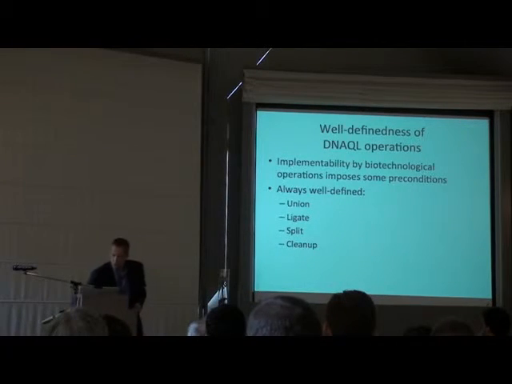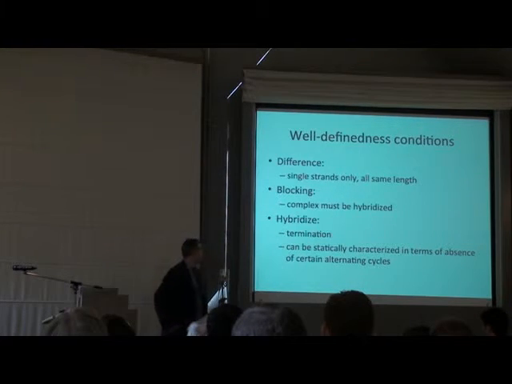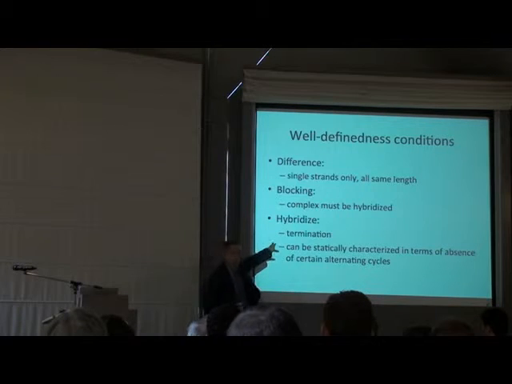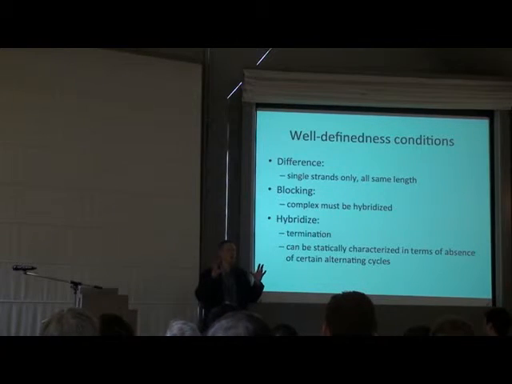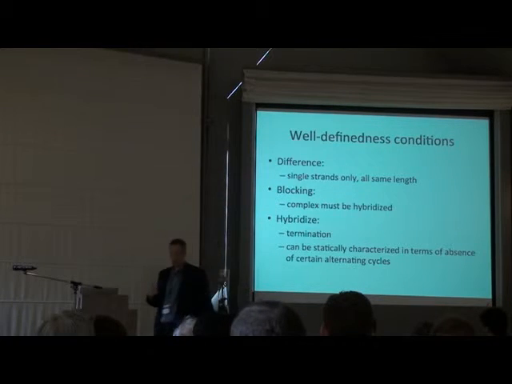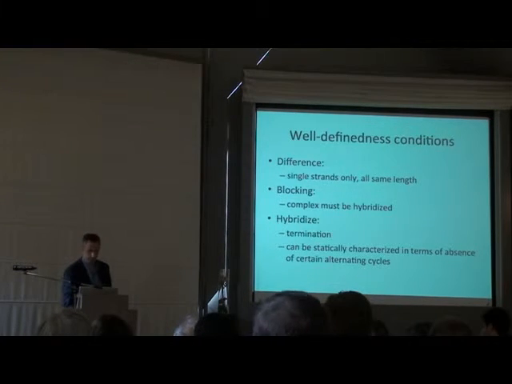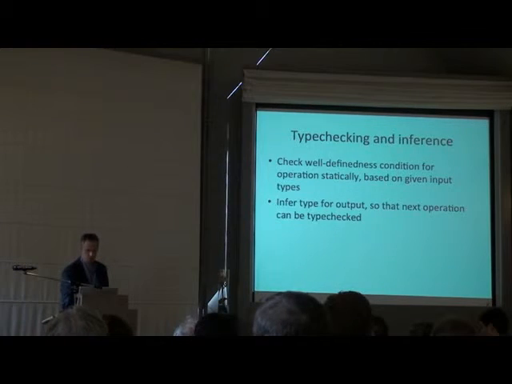But other operations have some preconditions. Think about hybridization, for example. Remember that we wanted to avoid this chain reaction. So we should be able to determine just on the type of the complex where we're going to apply hybridization, just on the basis of this type, whether it will run off in a chain reaction or not. And we have devised a polynomial time test that can actually check whether this happens or not. Okay, that's one example of type checking.